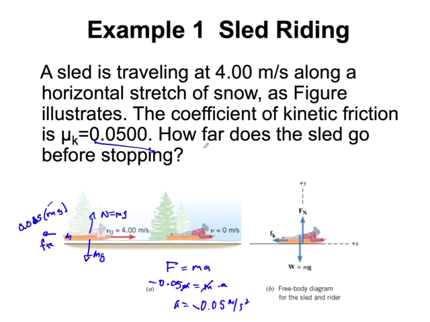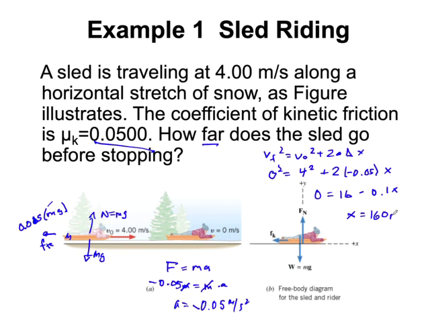How far does the sled go? Well, we're talking about distance. Just doing v final squared equals v initial squared plus 2a delta x. Our final velocity is 0. Our initial speed, they tell us up above, is 4, plus 2 times our acceleration, negative 0.05, times x, gives us 0 equals 16 minus 0.1x. Very quickly you can realize, okay, this thing should go 160 meters before stopping.